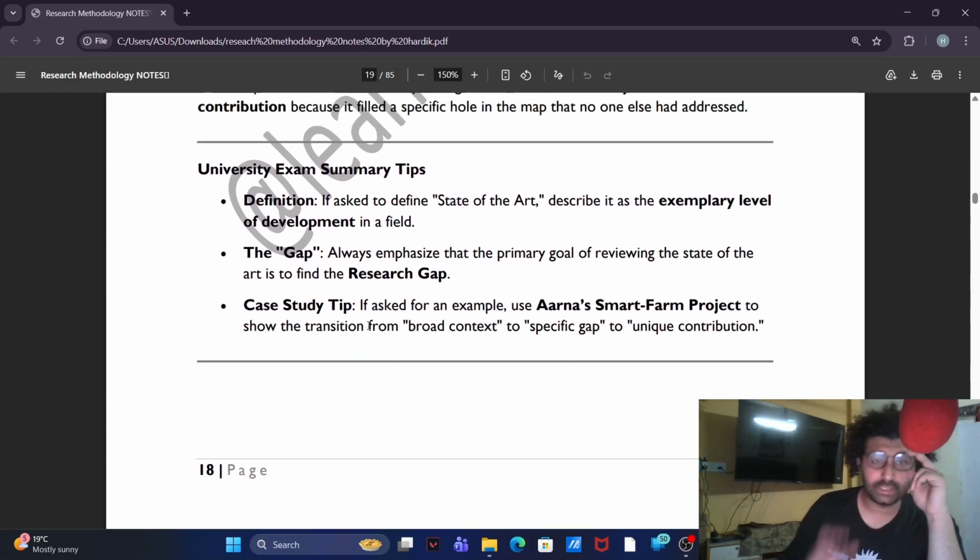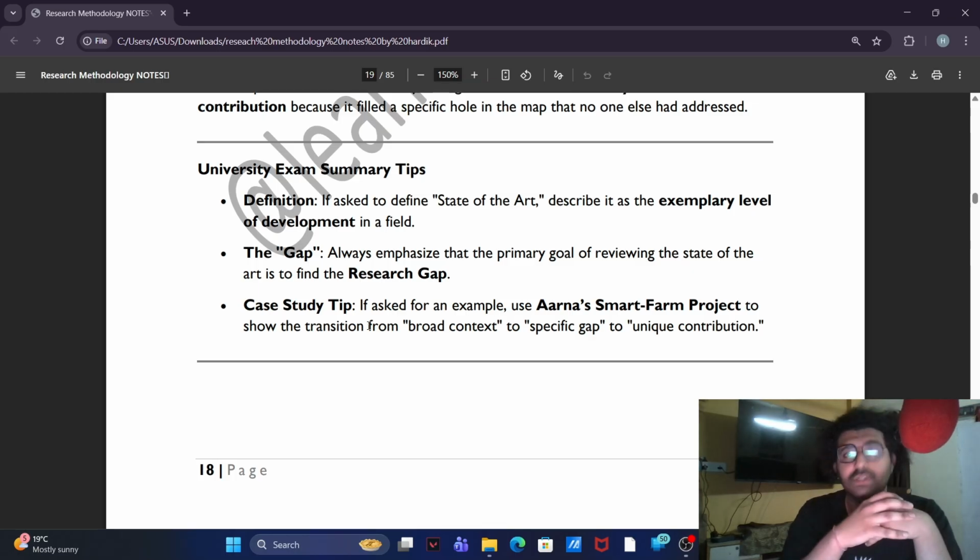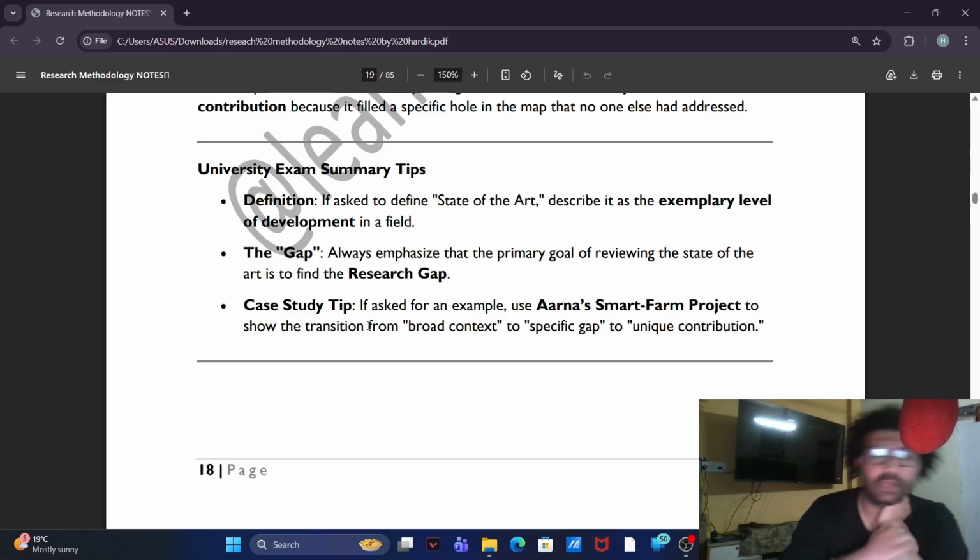Here's another tip for you guys. We have discussed it earlier, let's discuss it again. Definition of state of the art. If asked to define state of the art, describe it as an exemplary level of development in a field.